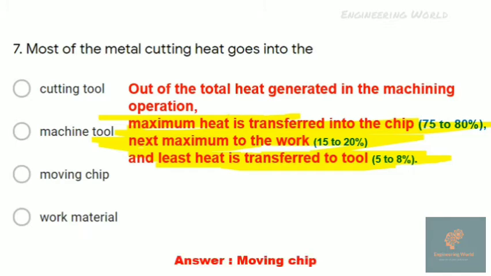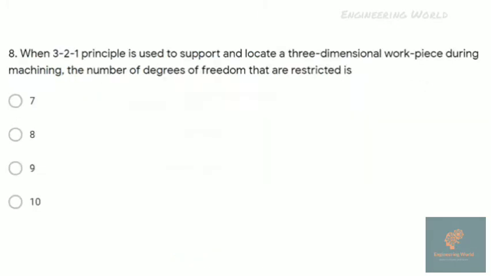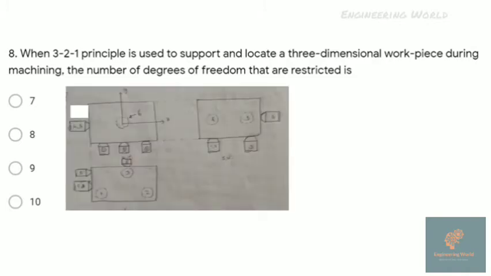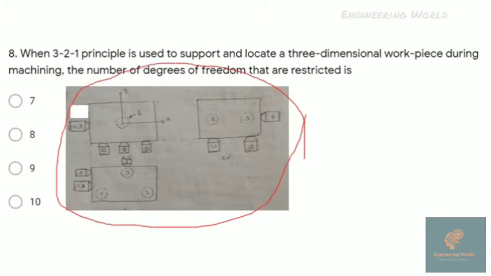Then the next question is, when the 3-2-1 principle is used to support and locate a three-dimensional workpiece during machining, the number of degrees of freedom that are restricted is. Here the 3-2-1 principle diagram is shown. I am showing the top view, side view and front view. These are the 3 pins, these are the 2 pins in side view, and this is the 1 pin.